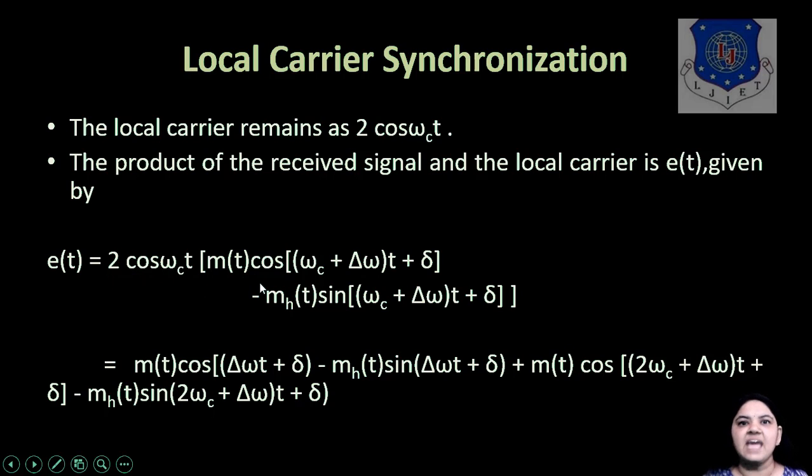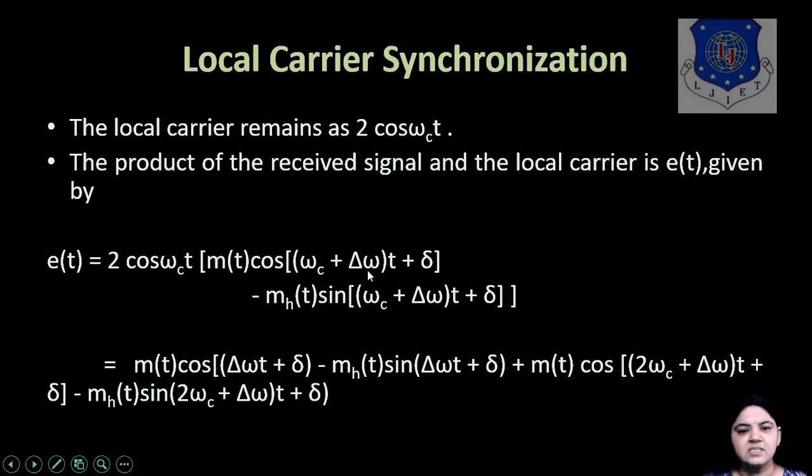The SSB-SC equation is m(t) cos((omega_c + delta omega)t + delta) minus m_h(t) sin((omega_c + delta omega)t + delta), where m_h(t) is the Hilbert transform. When the SSB modulated equation is there and we want to remove the frequency distortion, we need to add the Hilbert transform. While taking the Fourier transform of the SSB-SC equation, we get a component and the Hilbert transform component, which is negative, so we are subtracting it.